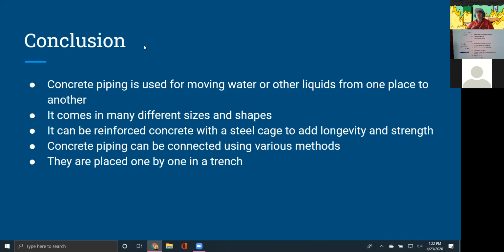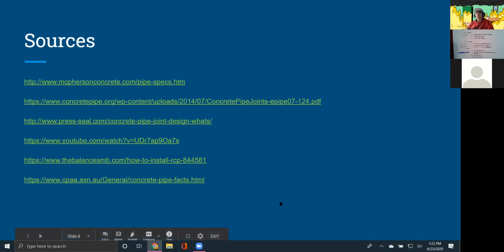Okay, in conclusion, concrete piping is used for moving water and other liquids from one place to another. It comes in many different sizes and shapes, like circular and rectangular. The concrete can be reinforced with a steel cage inside. The concrete piping can be connected using various methods, and they are placed one by one in a trench. And these are our sources.